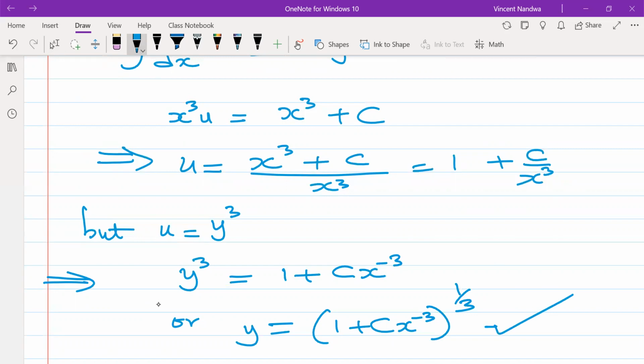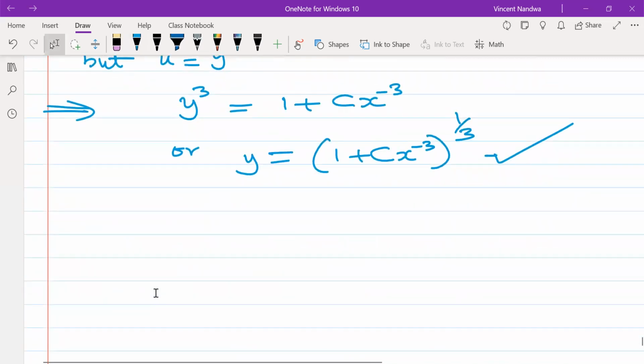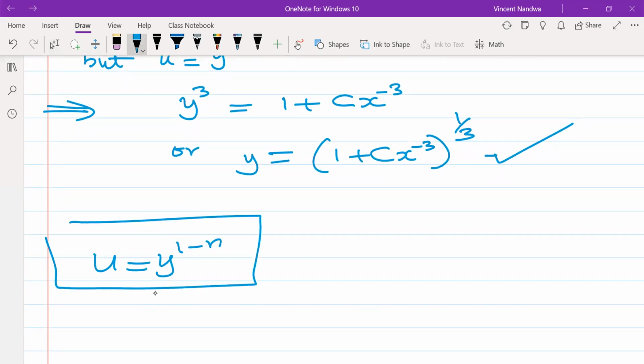So in a summary, to solve a Bernoulli equation, make use of the transformation u equals to y power 1 minus n. And this transformation reduces the equation into a first order linear equation. And then solve the resulting first order linear differential equation using the integrating factor method. And once you get the answer in terms of u, remember to replace back the function y to get the solution to the given differential equation.